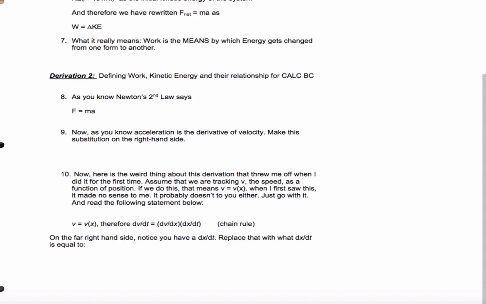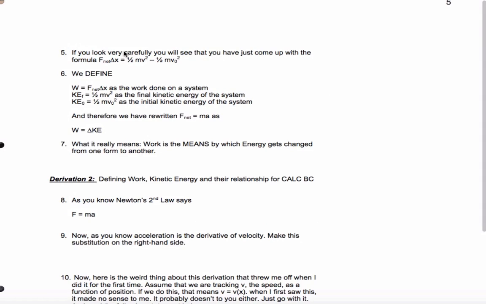And here's why we do this. It turns out our formula looks very much like this formula that we've written here. And now we're going to have some definitions. We're going to define this as work. So you can define it using a formula, which is F net times delta x. That's a great math definition. What it means in real life is how forces transform energy from one form to another.